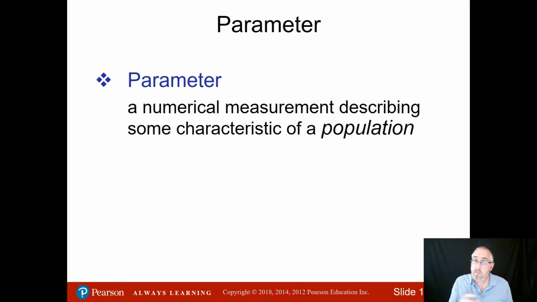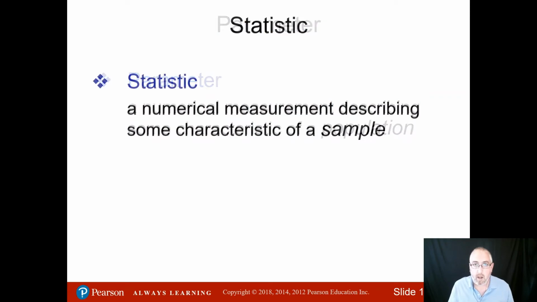Now some more terms that we're going to be looking at. Parameter is the first one, a numerical measurement describing some characteristic of a population. An easy way to remember it: P and P, parameter, population. Similarly, we have statistic, a numerical measurement describing some characteristic of a sample. Same thing, S and S. Statistic and sample go together.